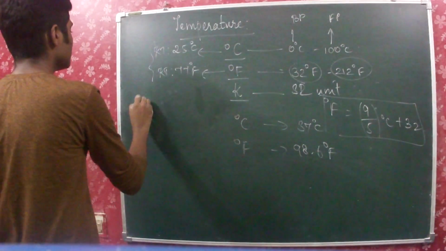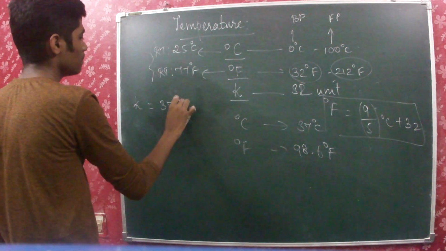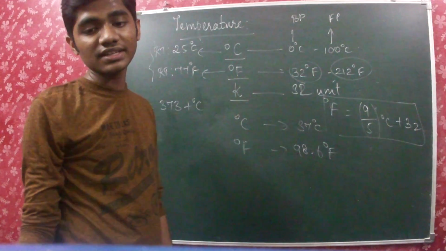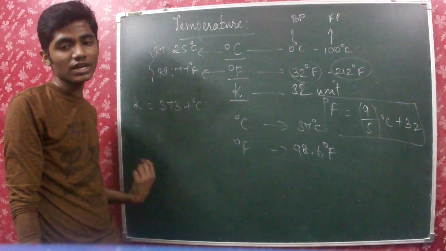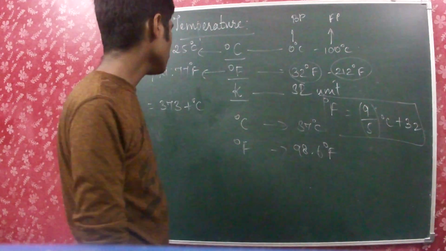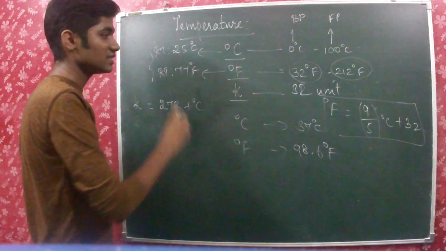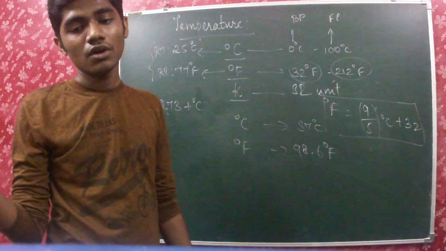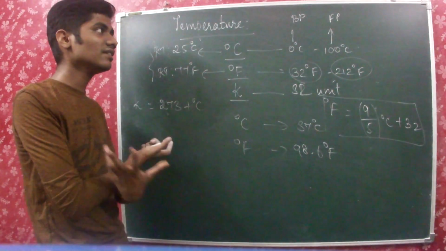And if you want to calculate Kelvin, it will be 273 plus degree Celsius. The Celsius scale plus 273 will give you Kelvin, and F is equal to 9 by 5 degree Celsius plus 32. So these are the things which are related to temperature.